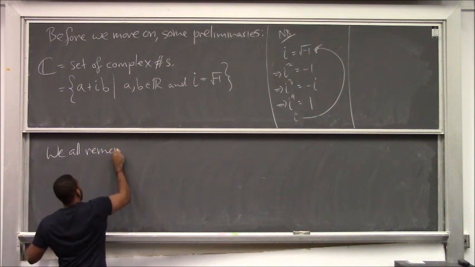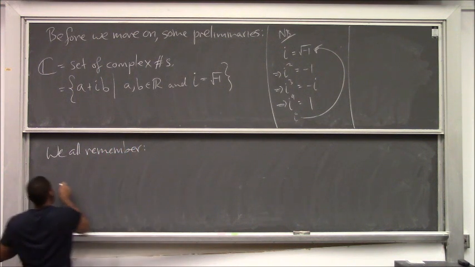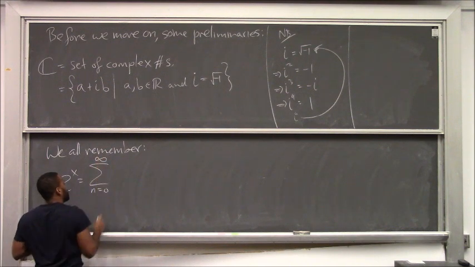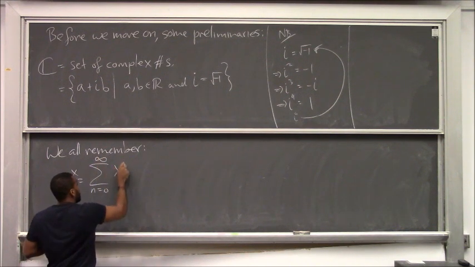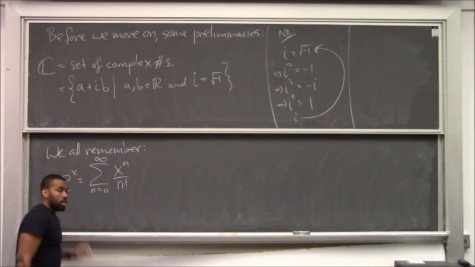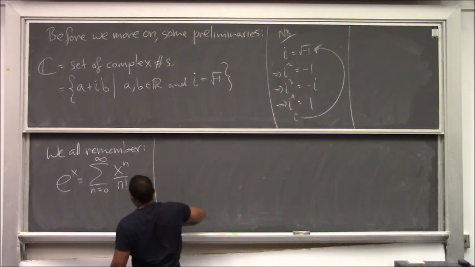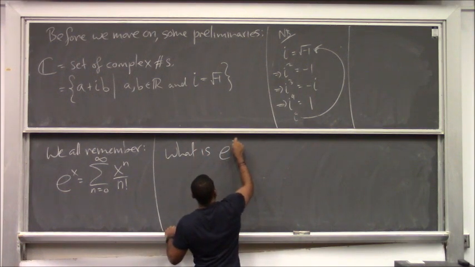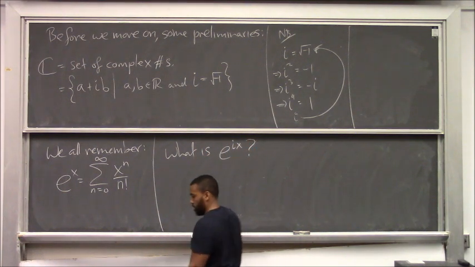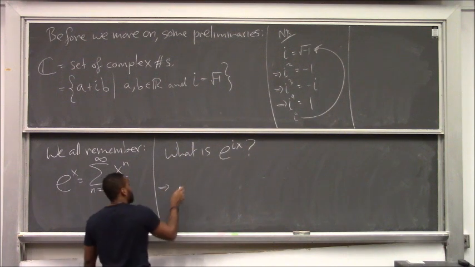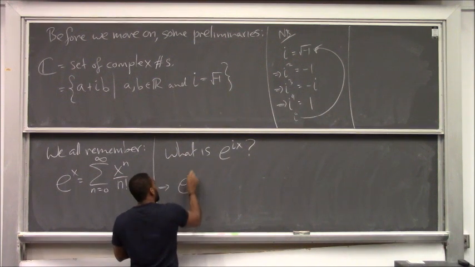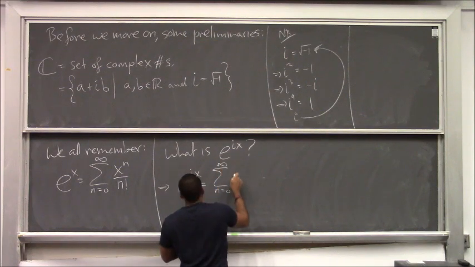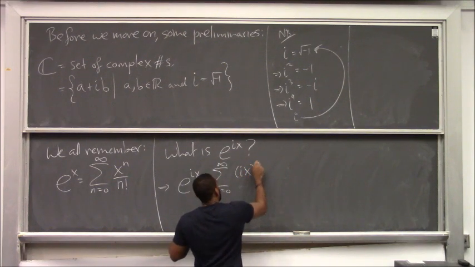You all remember, of course, that e to the x is the sum of x to the n over n factorial. Now, here's a question. What is e to the ix? What you can do here is e to the ix is going to be, it's i sine theta plus cosine theta, of this.